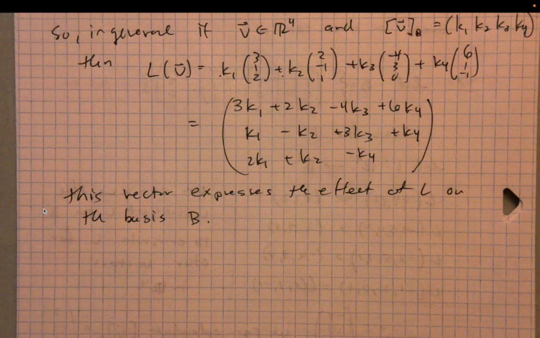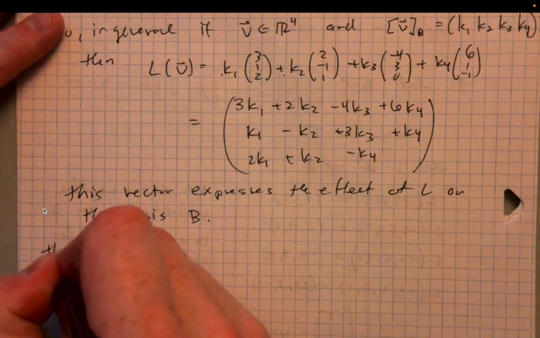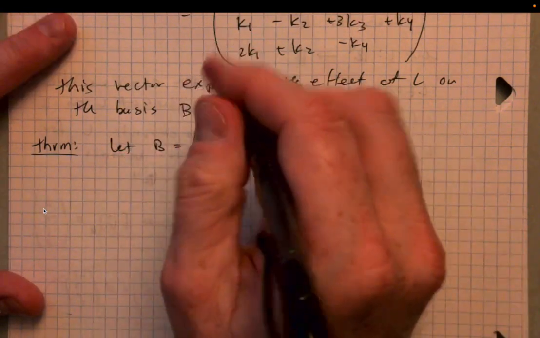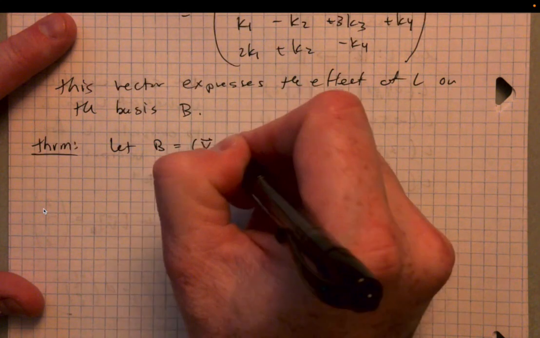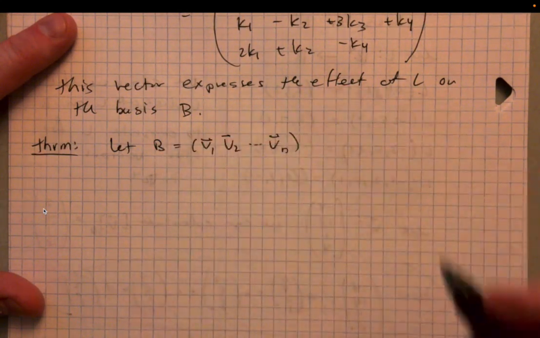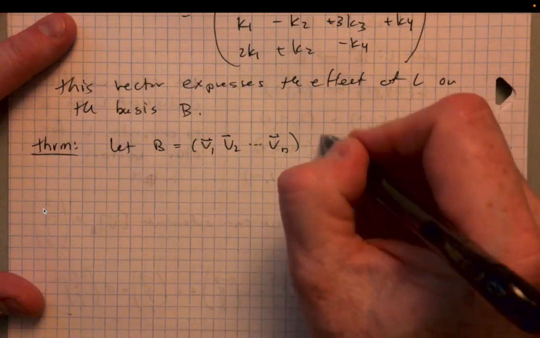Okay, and so this example is really illustrative of the next theorem. Frequently the theorem will come first and then you do an example. In this case, we kind of built up the idea of the theorem in this example. And so let's state the theorem that we just used. So we'll let B equal {v1, v2, ..., vn}. And this is going to be an ordered basis for a vector space V.